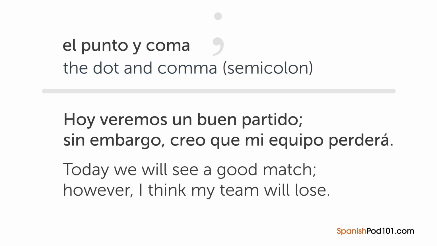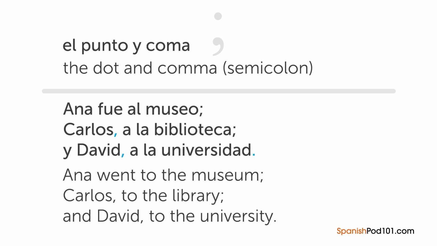It's used to divide related sections in a single sentence. For example, hoy veremos un buen partido. Sin embargo, creo que mi equipo perderá. Meaning, today we will see a good match. However, I think my team will lose. We can also use the punto y coma in a longer sentence that already has commas. For example, Ana fue al museo, Carlos a la biblioteca y David a la universidad. Meaning, Ana went to the museum, Carlos to the library, and David to the university.